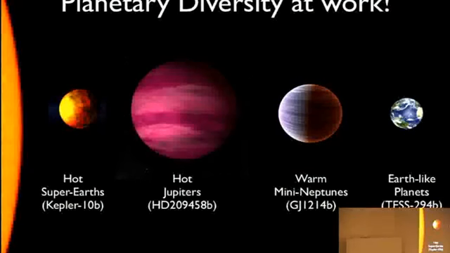So I'll just conclude with that slide saying that clearly we see a lot of diversity at work here, a lot of surprises, a lot of things that we don't understand, but people are modeling the atmospheric circulation of exoplanets and achieving some success.